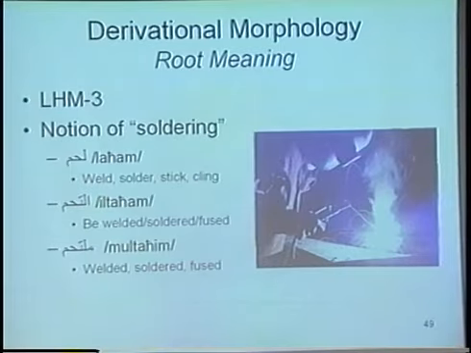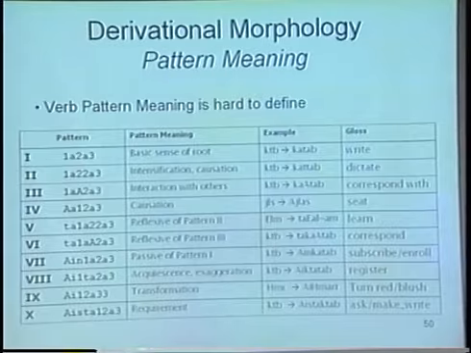Somebody pointed out in one of my presentations that solder and soldier might be related in some way. I have no idea. But this creates an interesting question of what exactly is the meaning of the root here? Do you say that there are actually homonymic roots, several different types of roots that are independent, or that they share something? It's not clear. Just to point out, this is quite complex.